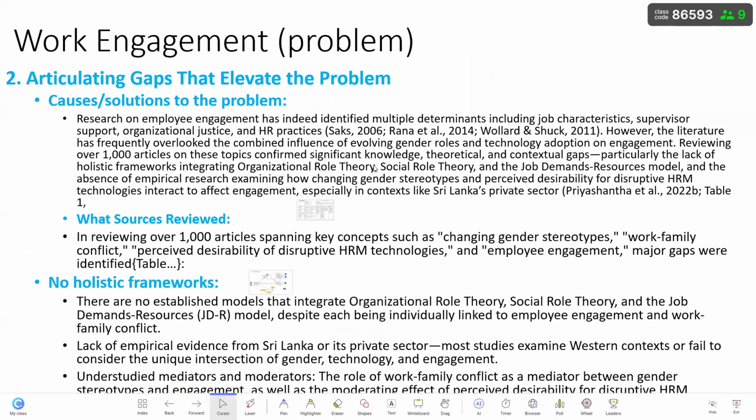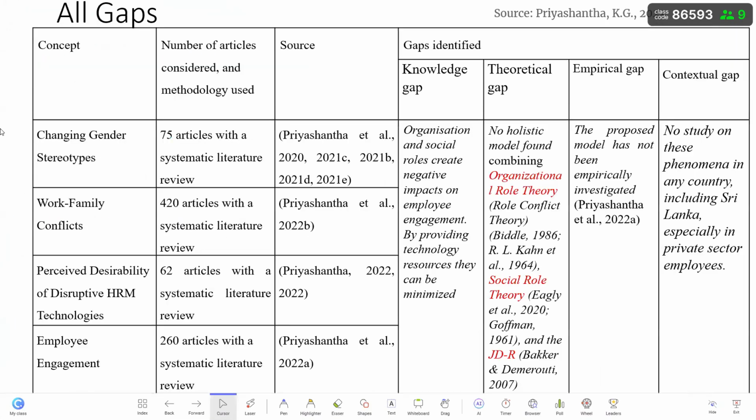Now this is the process, how the conceptual framework was defined based on the gaps identified. Then what sources reviewed need to be highlighted in the gap statement? In reviewing over 1,000 articles spanning key concepts such as changing gender stereotypes, work-family conflict, perceived desirability of disruptive HRM technologies, and work engagement, major gaps were identified. So this is how gaps were identified.